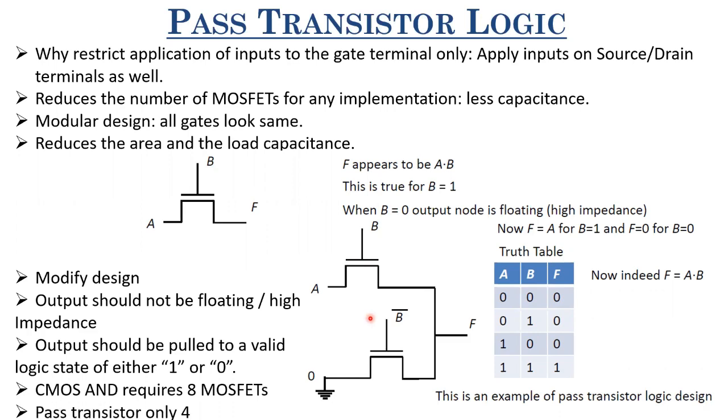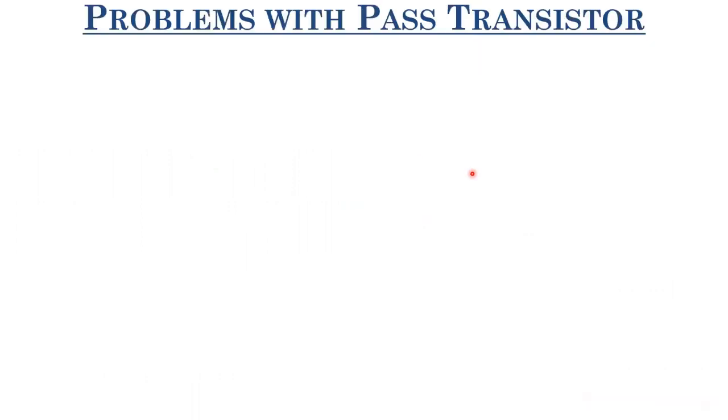So 4 as compared to 8, you can understand the level of complexity reduction, right? However, nothing comes for free. Pass transistors come with their own problems. So let us see what are the problems or issues with pass transistors.